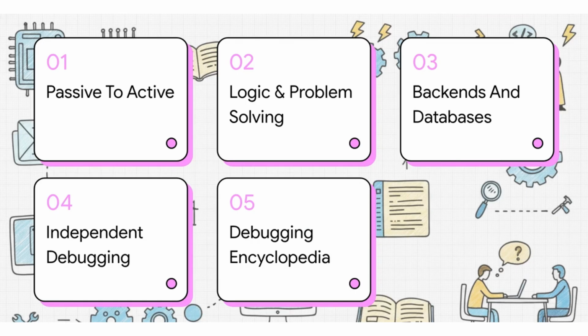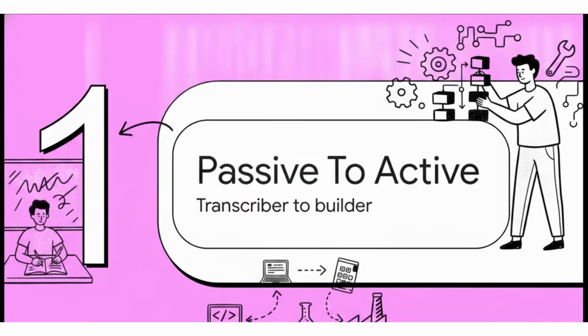We'll be looking at the shift from passive to active engineering, breaking down logic and problem solving, mapping out backends and databases, mastering the art of independent debugging, and finally, building your own debugging encyclopedia. All right, first up, passive to active engineering.